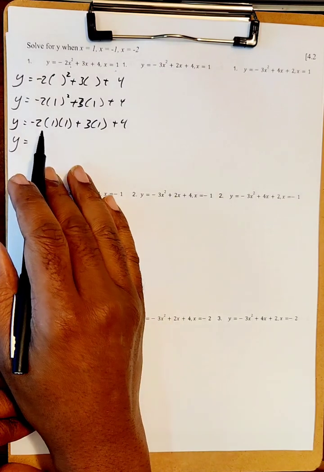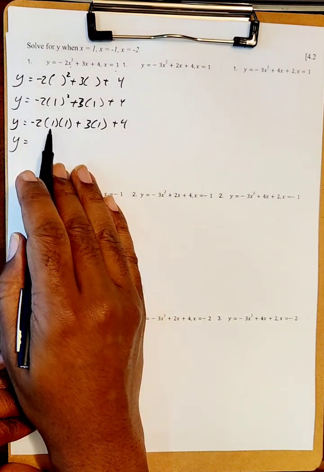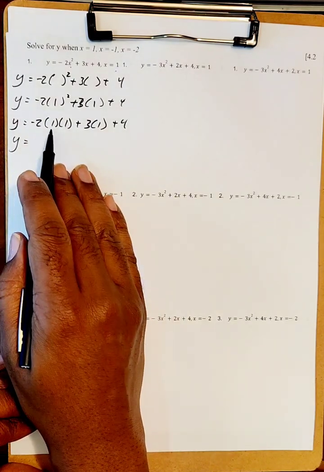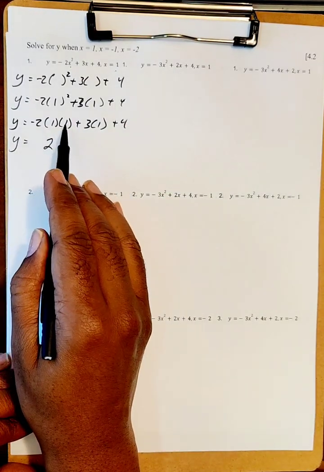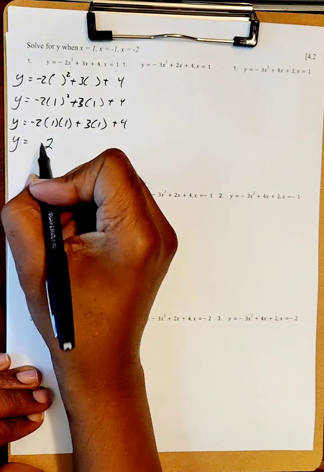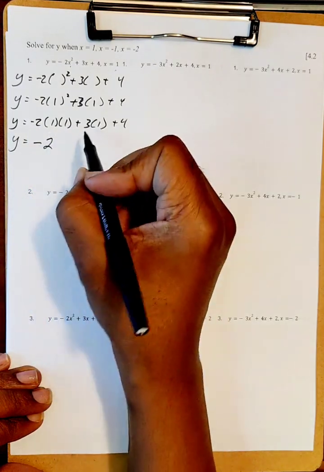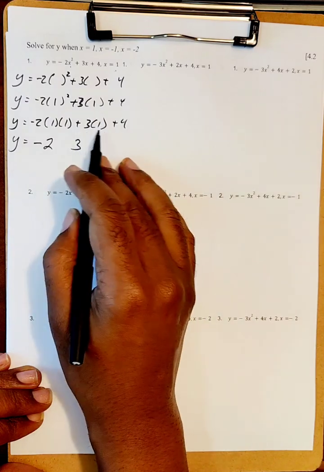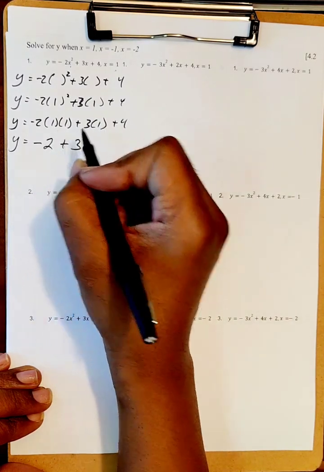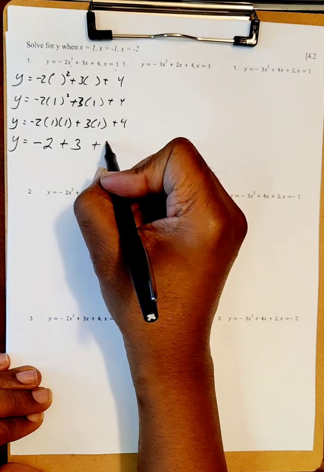Okay, so here the multiplication is 2 times 1 times 1. 2 times 1 times 1 is 2. We're multiplying with one negative. So when you multiply by one negative, the answer is negative. Here we have 3 times 1. 3 times 1 is 3. And we have no negatives, so this will be positive 3. And then your positive 4.